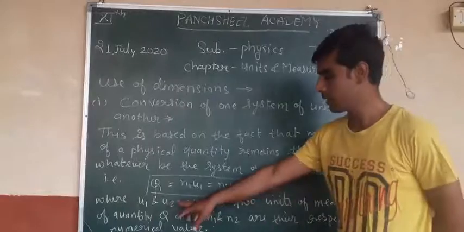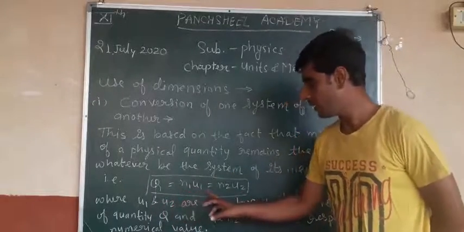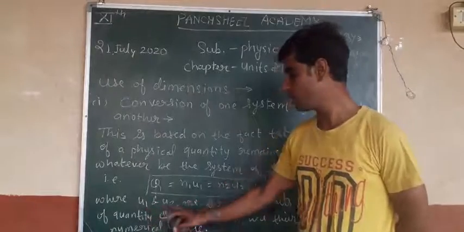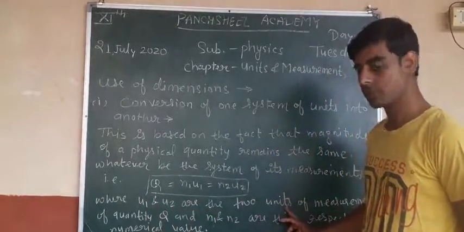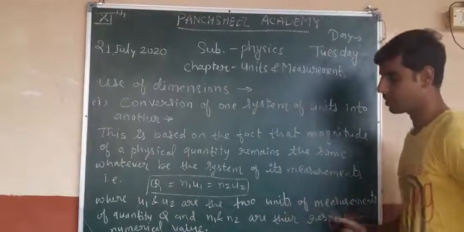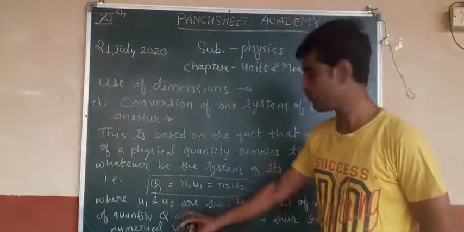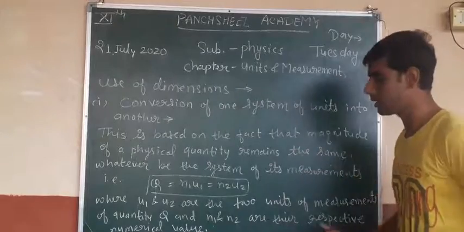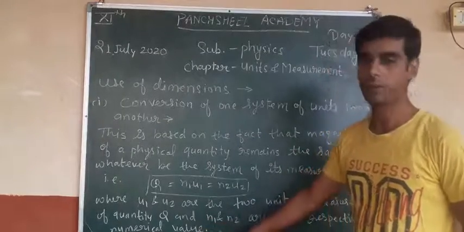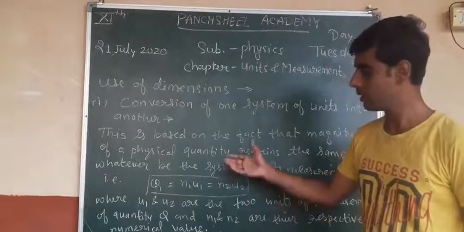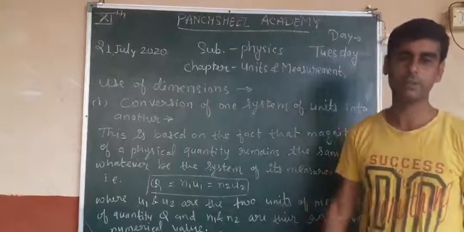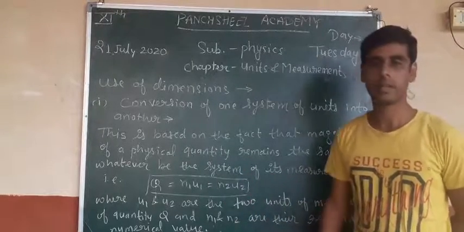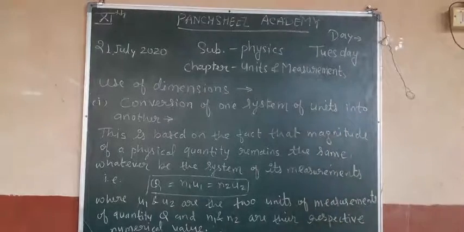So n1 u1 equal to n2 u2, where u1 and u2 are the two units of measurement of quantity q, and n1 and n2 are their respective numerical values. Write this down, and after that we will approach a derivation for this.